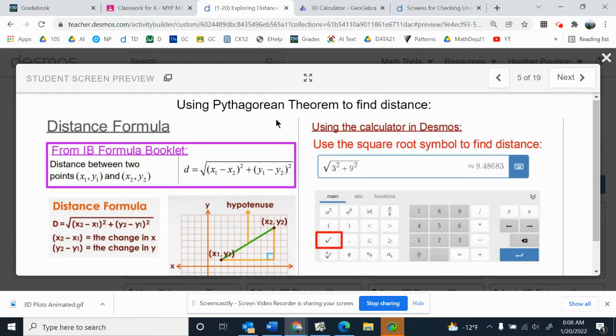Okay, so here's a review of how you can calculate in Desmos. Remember that square root symbol is in the keyboard on the left, and you can also use a to the second power to raise things to the second power.